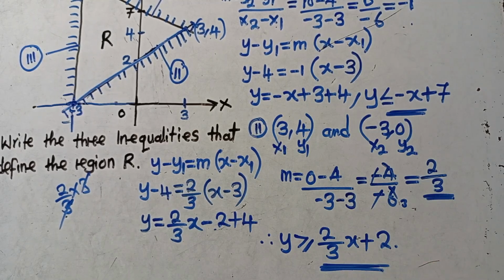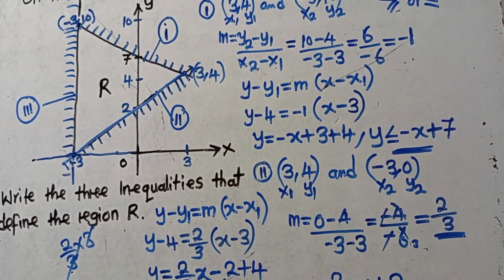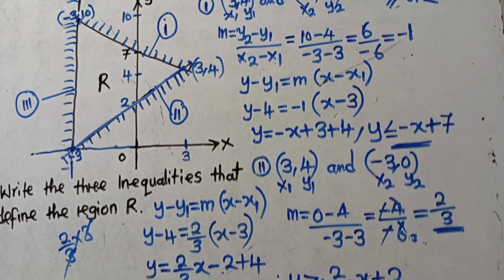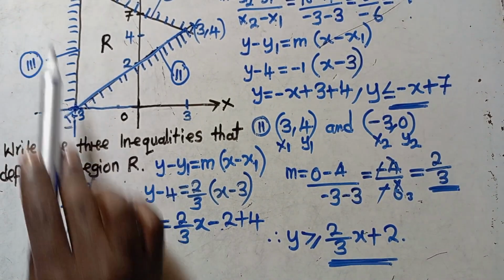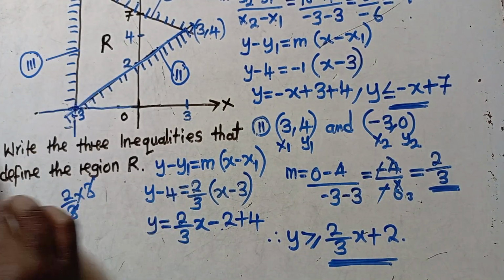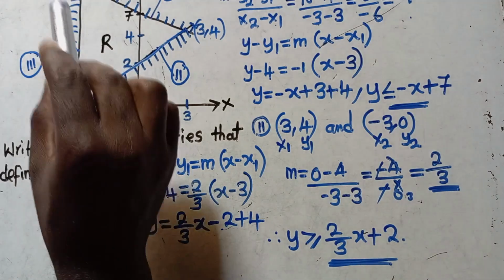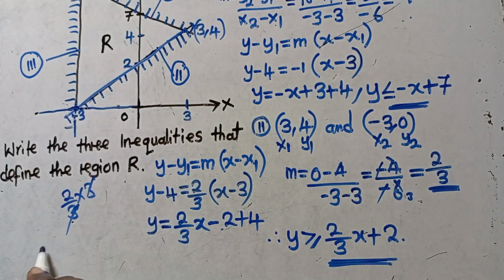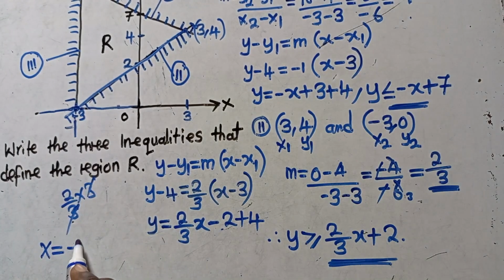This is how we get to find these inequalities. I guess you are able to see how I'm answering these questions, and this is how you are supposed to work them out if they come in an exam. The last one, if a line is vertical or horizontal, you just get where it is cutting the axis. In this case, it is cutting the x-axis, so x is equal to negative 3. No need of finding the gradient for a vertical or horizontal line.